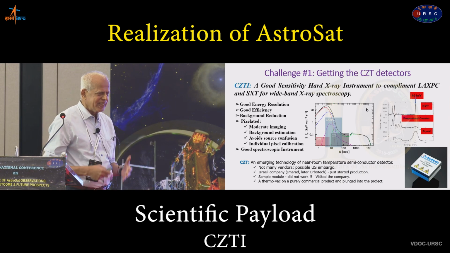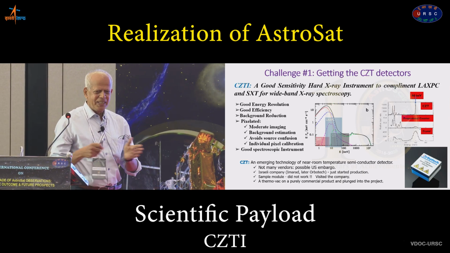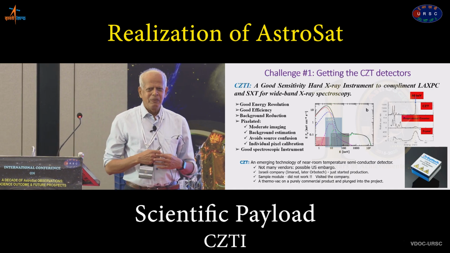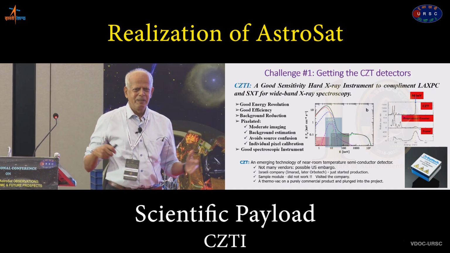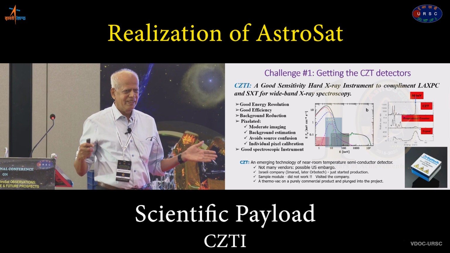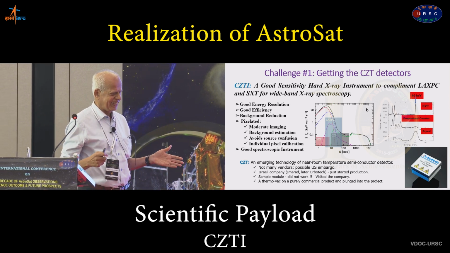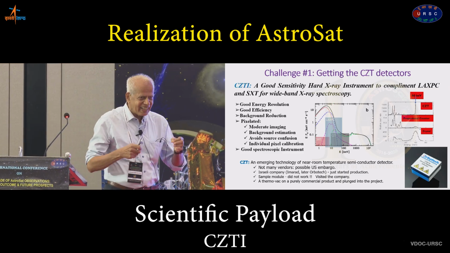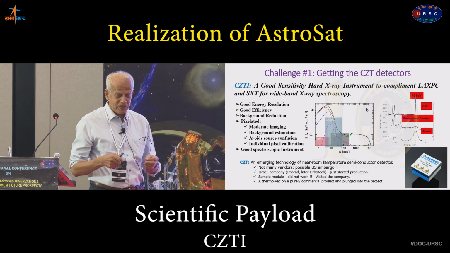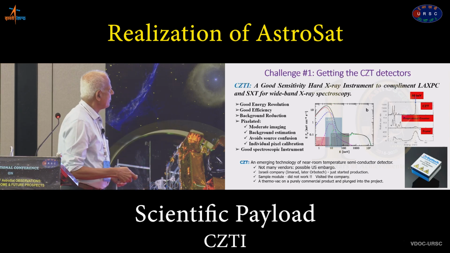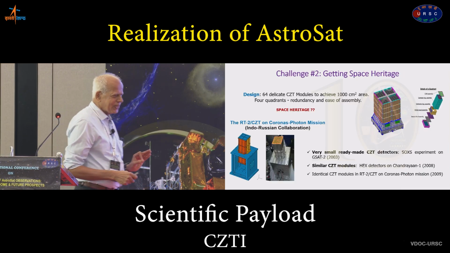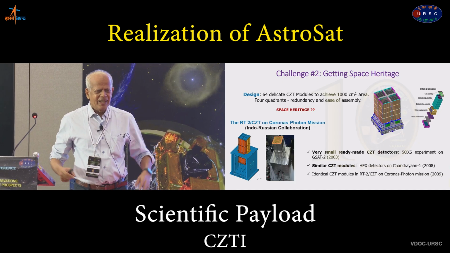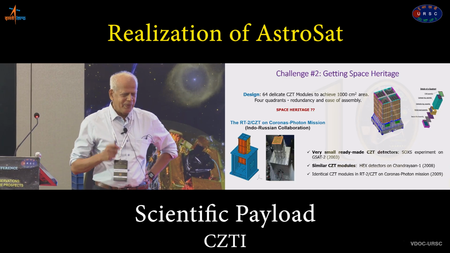So we took interest, got them, did a thermovac, satisfied that it's working, and from that one example, audaciously went and planned this whole 1000 centimeter square hard X-ray detector. Getting the detector, making this delicate detector work, itself is a challenge. That first challenge was crossed. Now, the second challenge: because it's a commercial detector, large area, everything has to work, and space is very unforgiving.